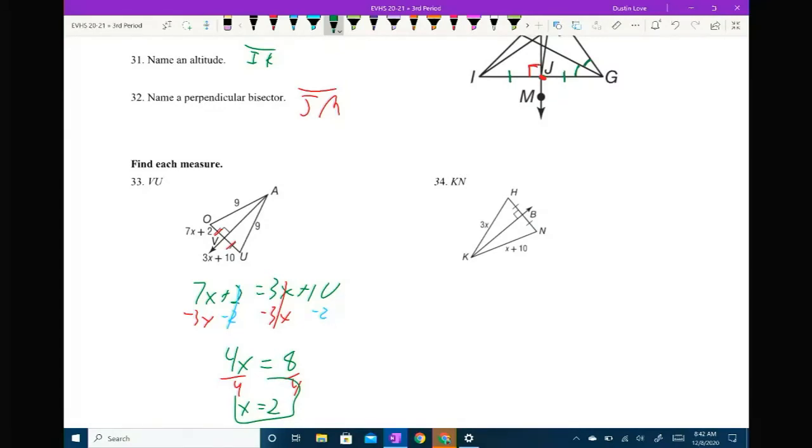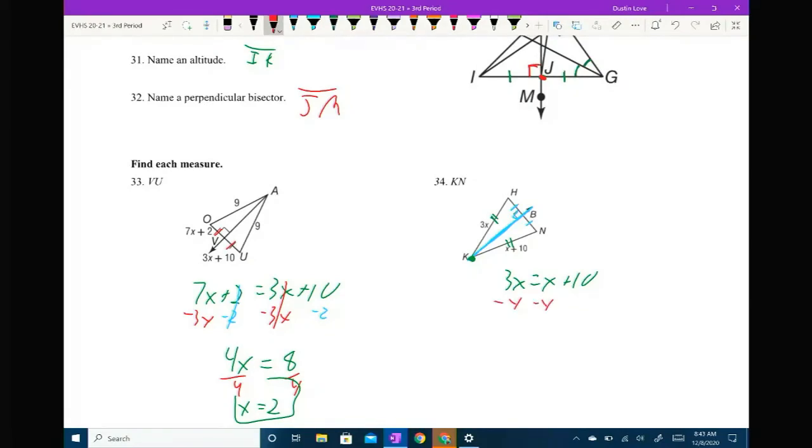All right, last problem, and we're right at 30 minutes in. We're doing good, y'all. We can get this done. On this one, I can see that I have a perpendicular bisector of HN. BK is a bisector because it is a midpoint. We've also got a right angle, which means that KB is a perpendicular bisector. One of our properties of perpendicular bisectors is that any point on the perpendicular bisector, specifically point K here, is equidistant from the endpoints. So KH has got to be congruent to KN. So my equation is 3x is equal to x plus 10.